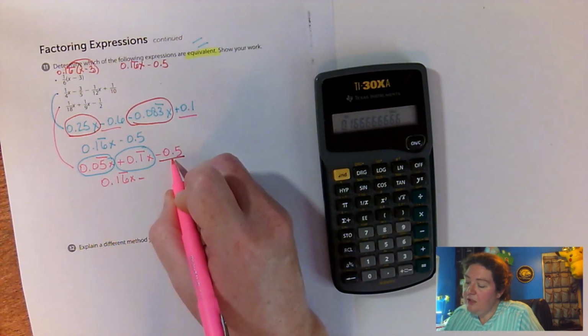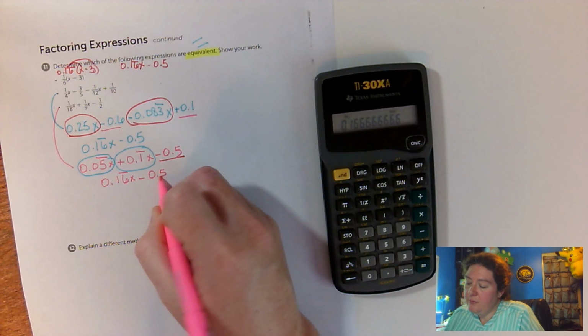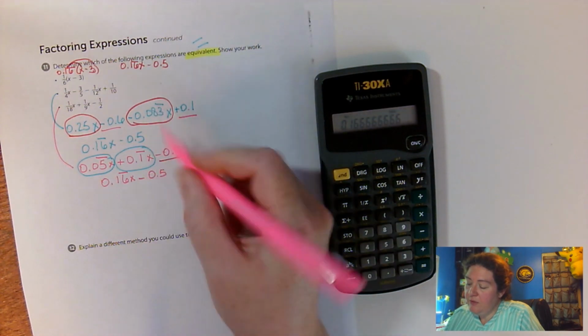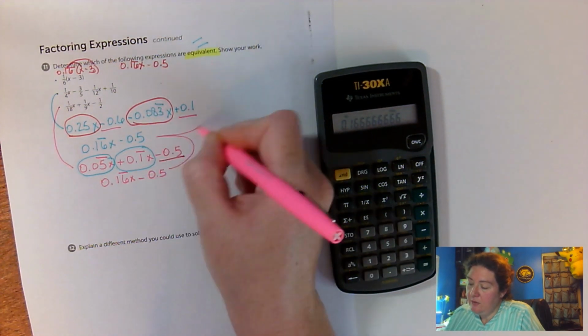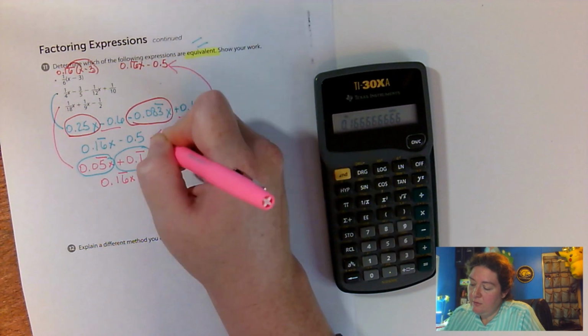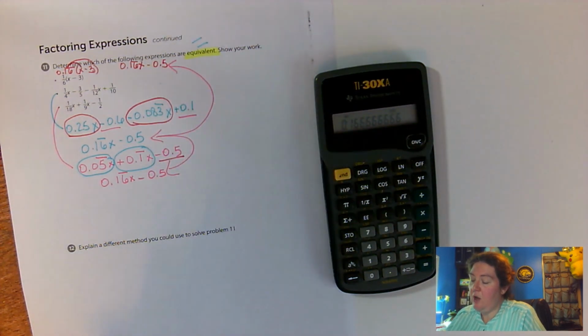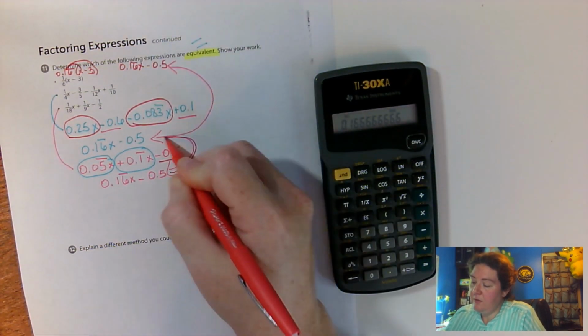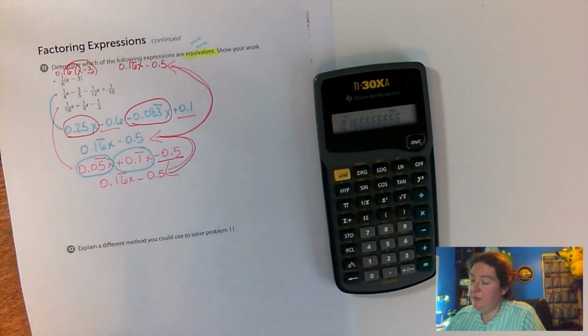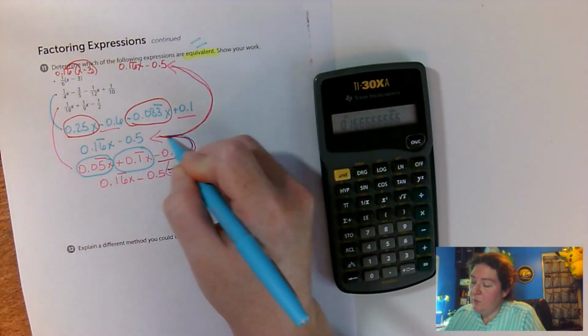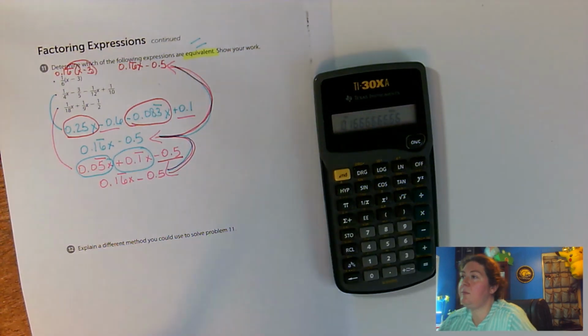Is there anything I can do with that? Nope. So look at what I've got. All three of these are exactly the same, right? So what does that make all three of them? It makes them equivalent. All three of these are equivalent.